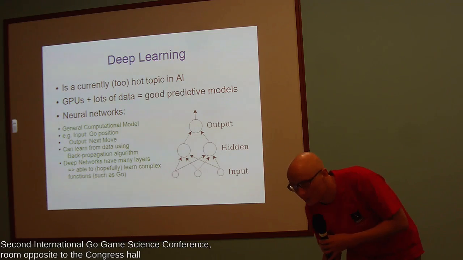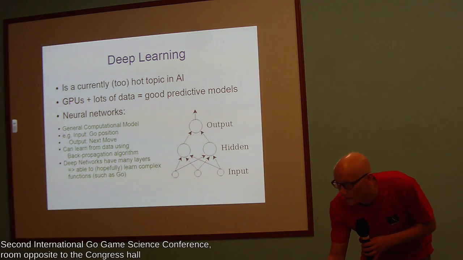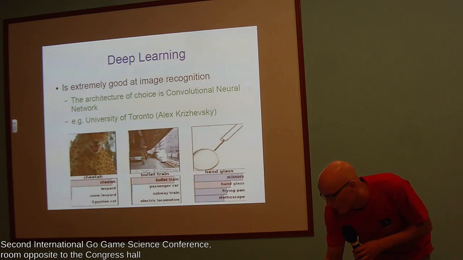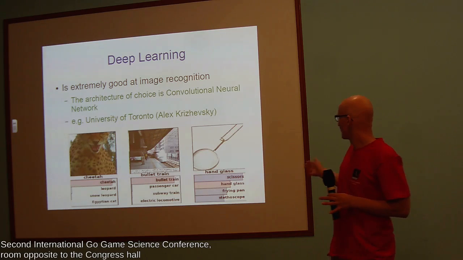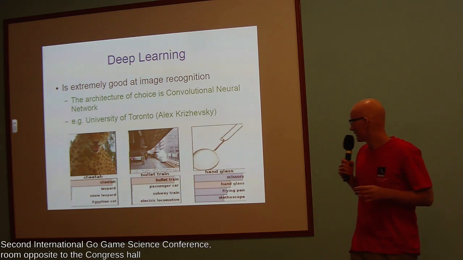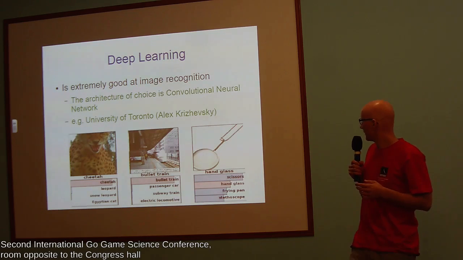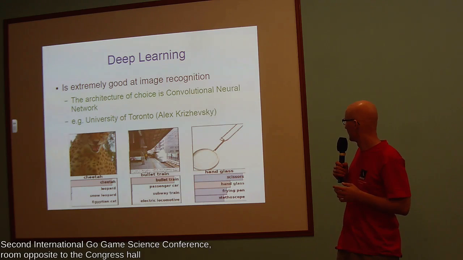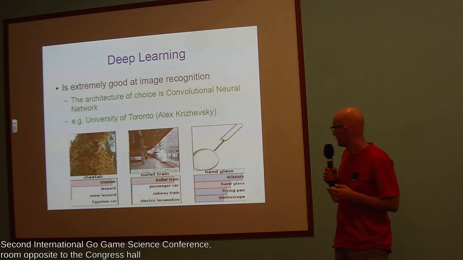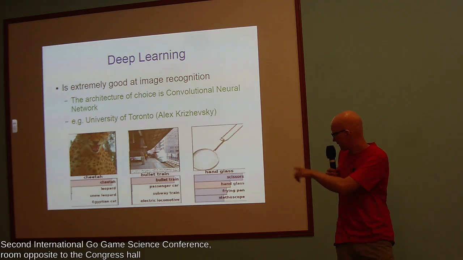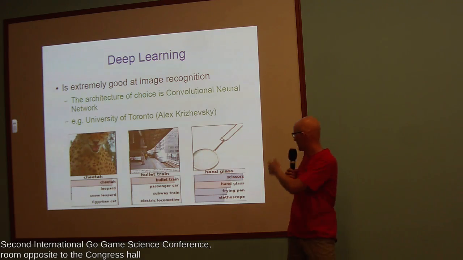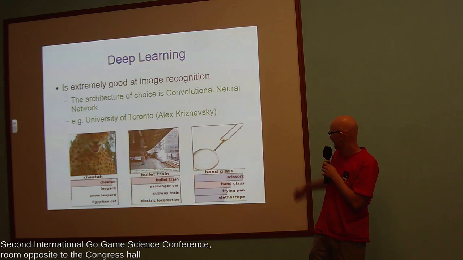And deep networks are obviously very deep, so they have many layers. As I said, these networks are very good at recognizing images. For example, this is some winning network for ImageNet, I believe. You can see that it recognizes some animals and a bullet train, and it makes a mistake.